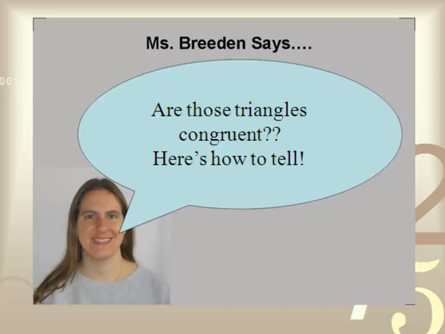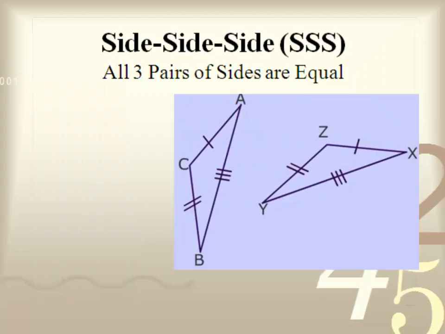There are a variety of ways you can tell that triangles are congruent. We're going to learn about 4 of them that work for any type of triangle. When we look at congruent triangles, we abbreviate the theorems using the 3 letters indicating the types of pairs we need. The first way is side, side, side, SSS.